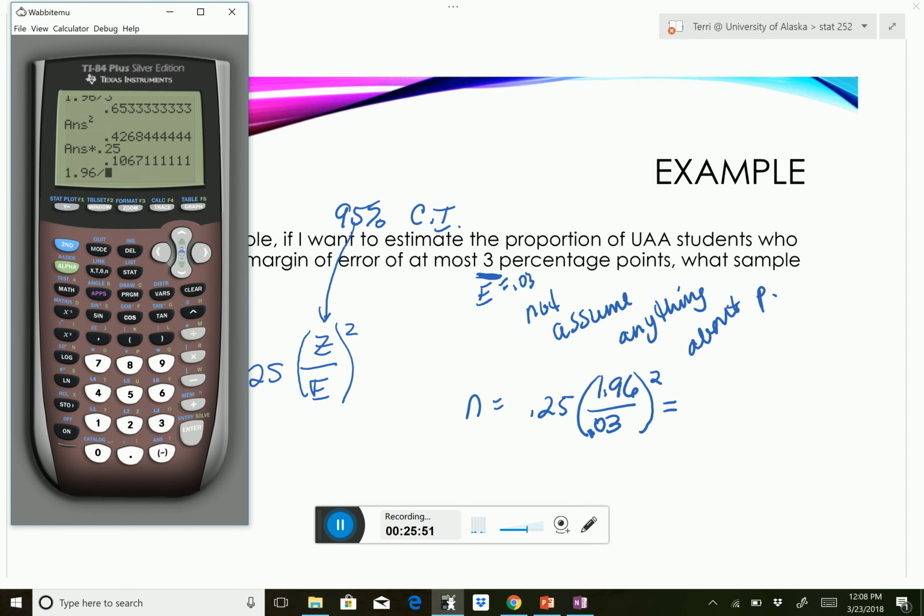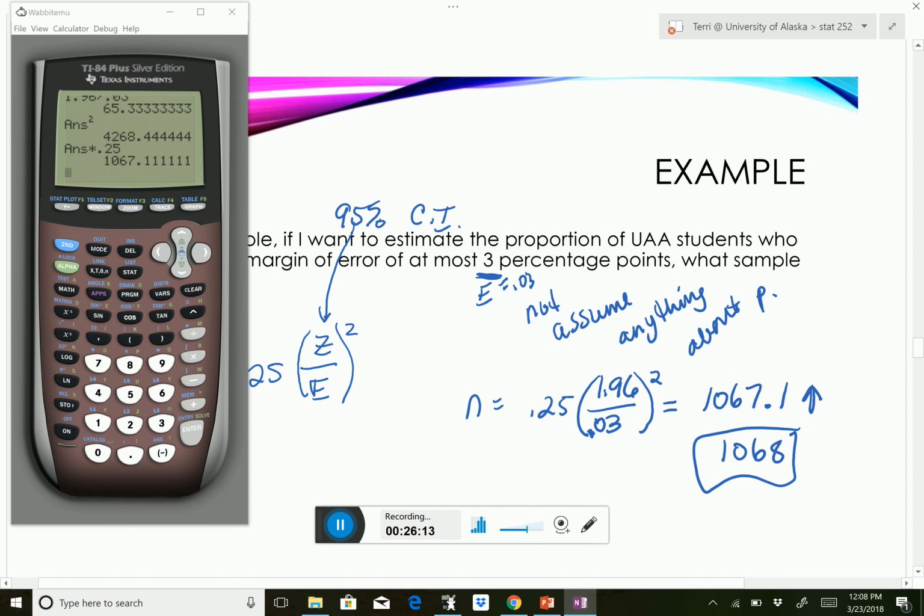1.96. Let's do this right this time. Divided by 0.03 equals, ooh, big number. Square that. Multiply by 0.25. That'll get a little better. And the answer is 1067.1. Round that up to 1068.